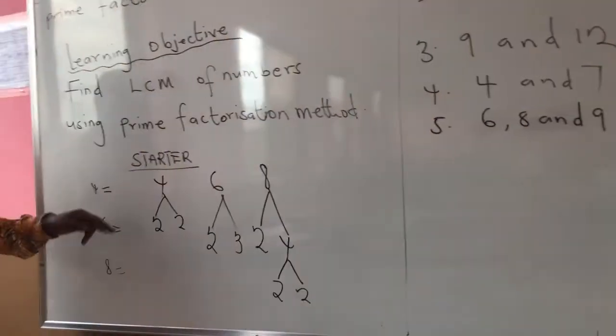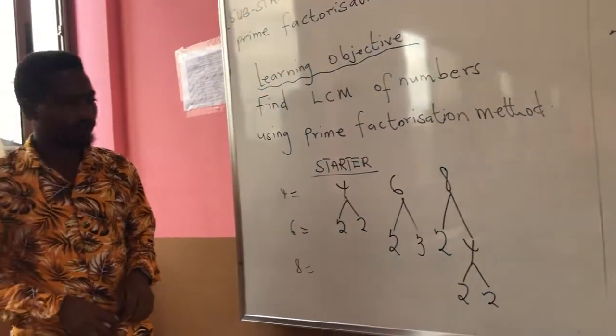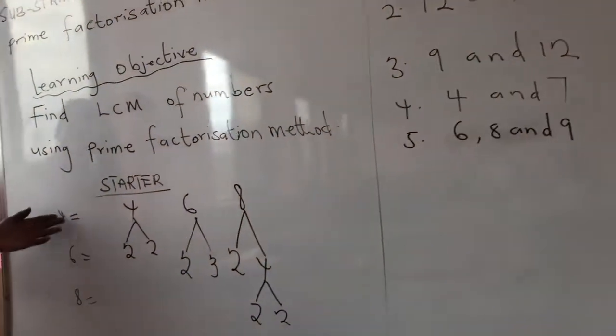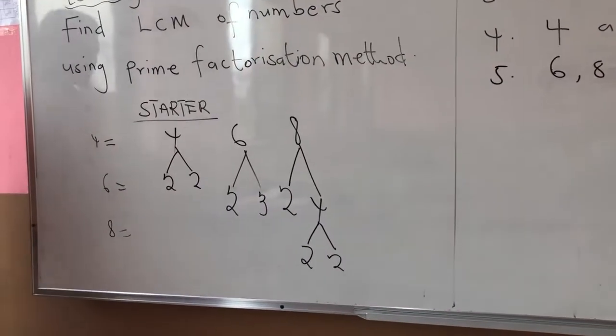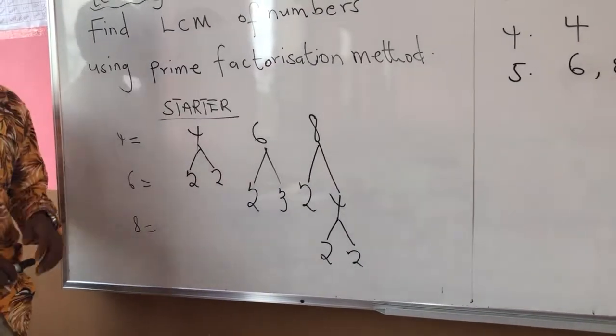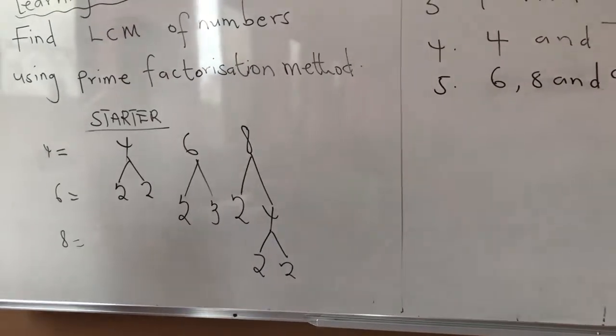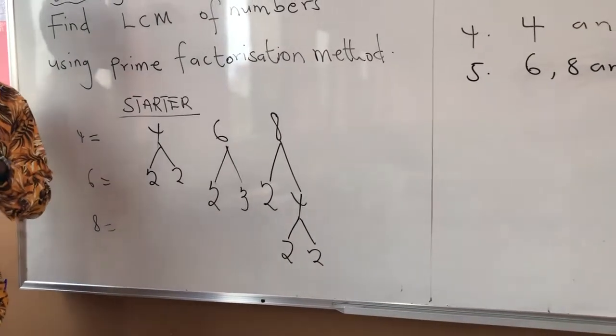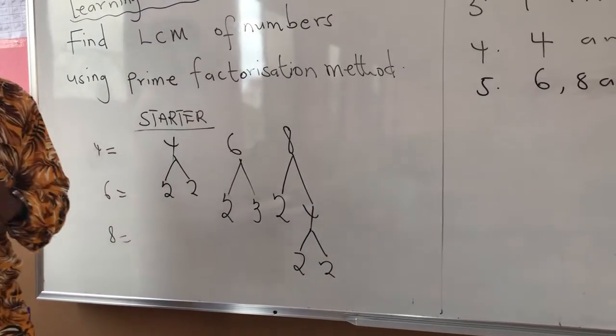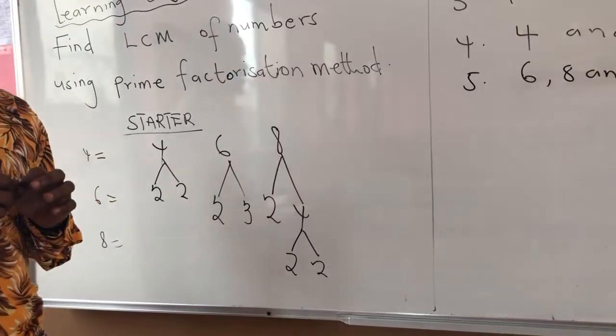Now before that, let's look at our starter for the day. We have 4, 6, and 8. Let's find the LCM under prime factorization. Now remember, we always use the factor tree in our previous lesson.